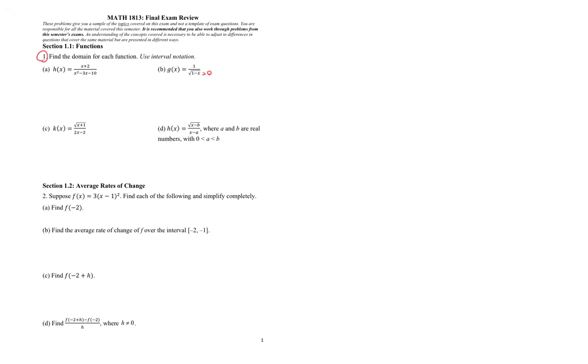Great. Okay, last but not least, we have h of x again, part d, and we have the square root of x minus b over the square root of x minus a. We don't have actual numbers to think about this time, but we know that 0 is less than a is less than b, so that'll be important later. So for our h of x function, what needs to be true? Well, I know that my x can certainly not be equal to a, otherwise my denominator will be equal to 0.